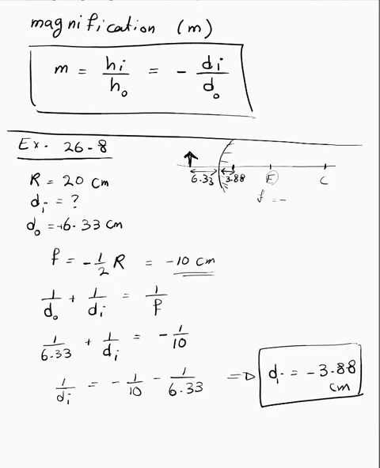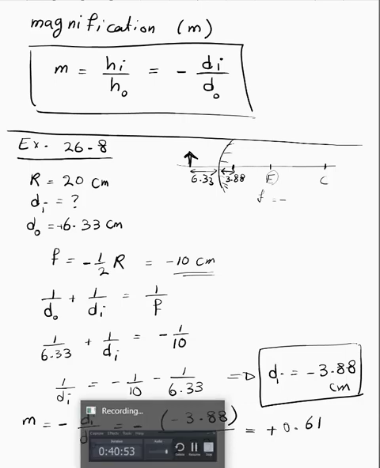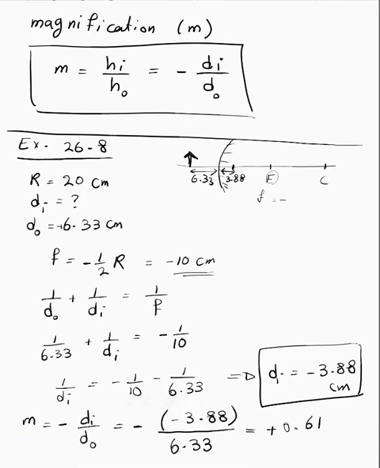Now, if you want to find the magnification, because we have drawn the rays, but according to the equation, it is just as simple as to write m equals negative dI over dO. So it is negative 3.88 divided by 6.33. So it is positive. Let me go ahead and calculate this. Okay, so it's going to be 0.61, and this is another fact that is proven by this equation.